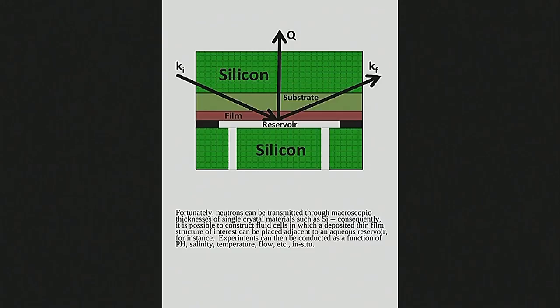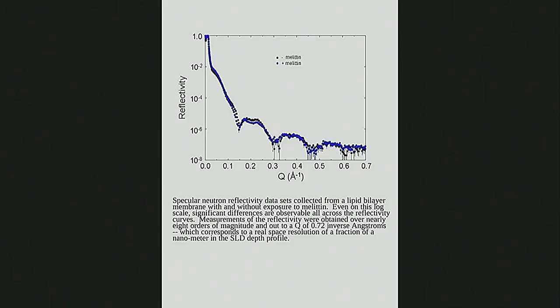Here's the actual data, and this was collected from a reflectivity of 1 down to about 10 to the minus 7 level, out to a Q of 0.72 reciprocal angstroms, really far. One set of data is with gelatin, one is without, and you can see that over several places in this spectra, this is a log plot, remember, there are big differences with and without. So you're seeing in this already very thin sample, tiny, tiny amounts of gelatin present.